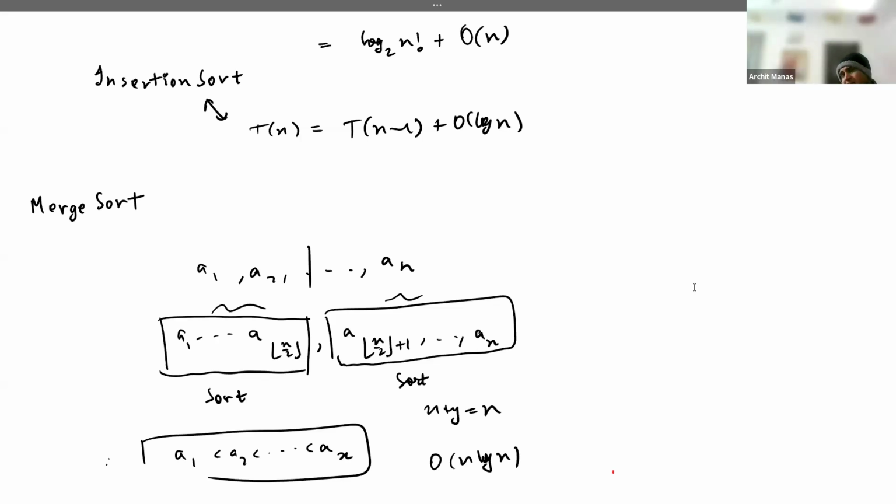But then again, in real life applications, you never really care about the exact number of steps. As long as you're able to say something like n log n plus small stuff, like linear stuff, you're mostly happy with that.